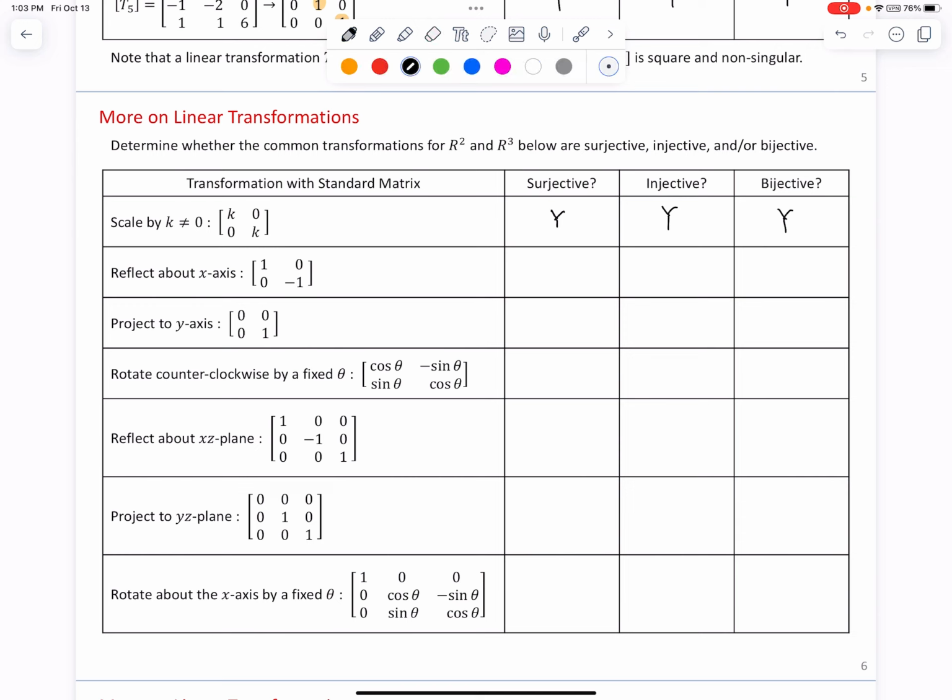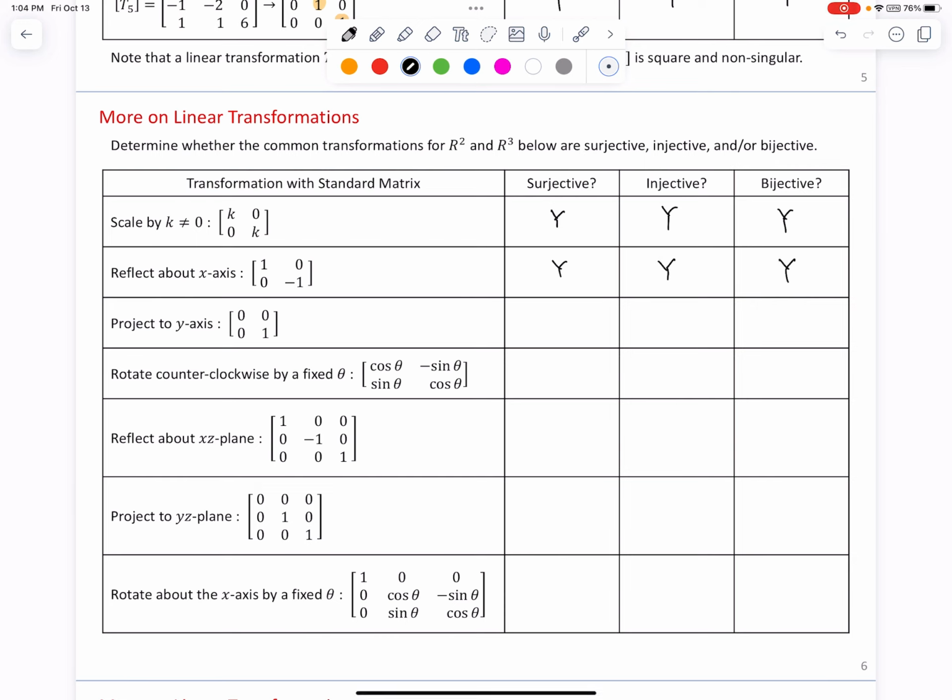Reflecting across the x-axis. So imagine the vector 3, 2, and you reflect that across the x-axis, it would become 3, negative 2. So if you take any vector in the range, you can easily find its preimage by reversing that reflection, in other words, by reflecting once again across the x-axis. So every vector would be in the range, because it can be thought of as the result of doing some sort of reflection across the x-axis. Furthermore, the preimage is a unique vector in the domain. Also, this standard matrix is square and non-singular because it has a non-zero determinant. So this is a transformation that is both surjective and injective, and therefore it is bijective.